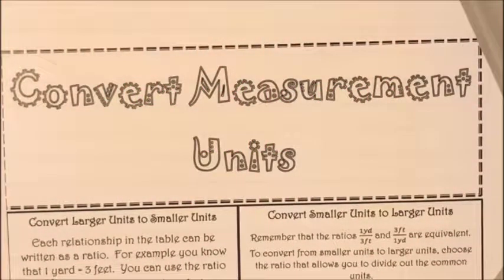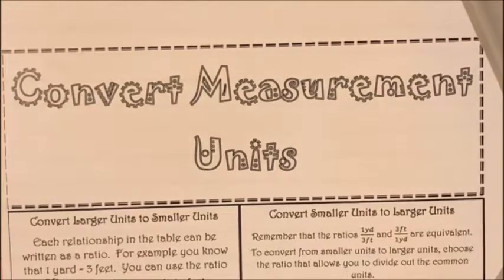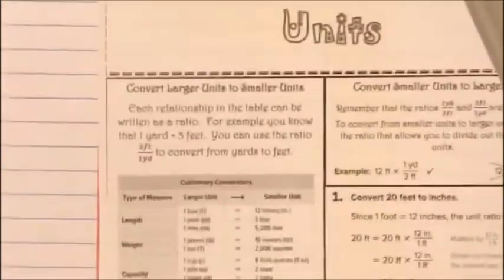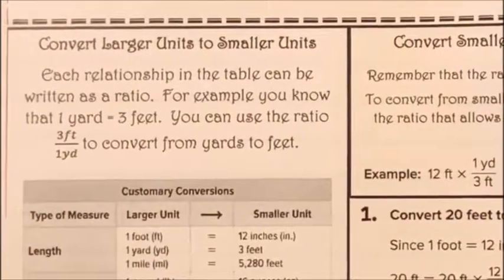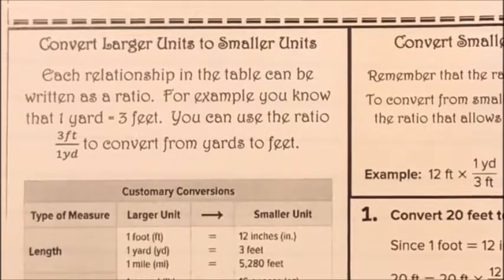All right, this is Chapter 4, Lesson 5, Convert Measurement Units. So, when you're converting larger units to smaller units, each relationship in the table can be written as a ratio. For example, you know that 1 yard equals 3 feet. You can use the ratio 3 feet over 1 yard to convert from yards to feet.